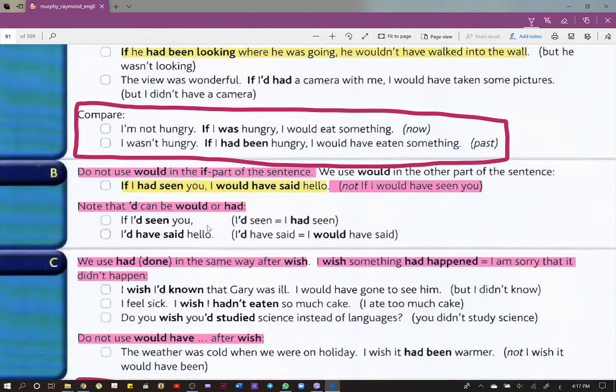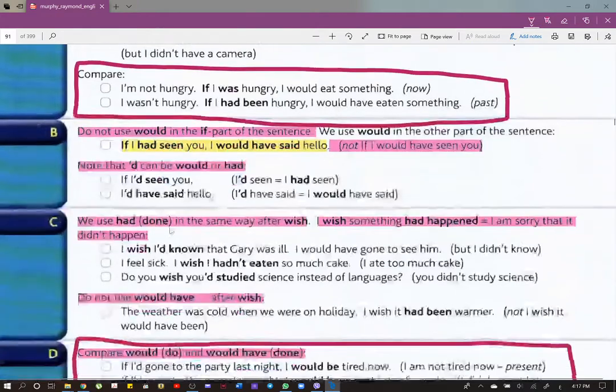Look, if I'd seen you, I'd have said hello. Now this D means would, but this D means had. Okay, so remember this is important.